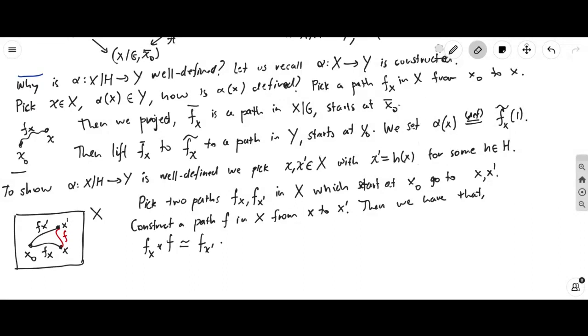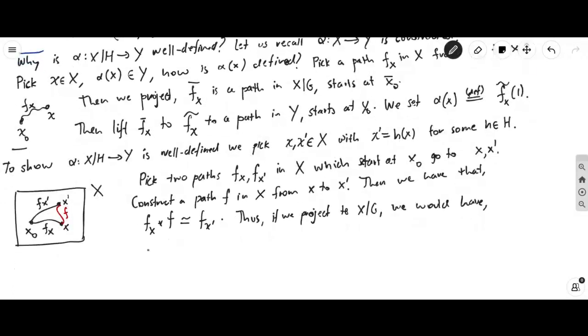Okay, so what do we do next? So here's the next thing that we do. Thus, if we project to the quotient, we would have that fx bar juxtapose f bar is homotopic to fx prime bar. Okay, this is what we have.